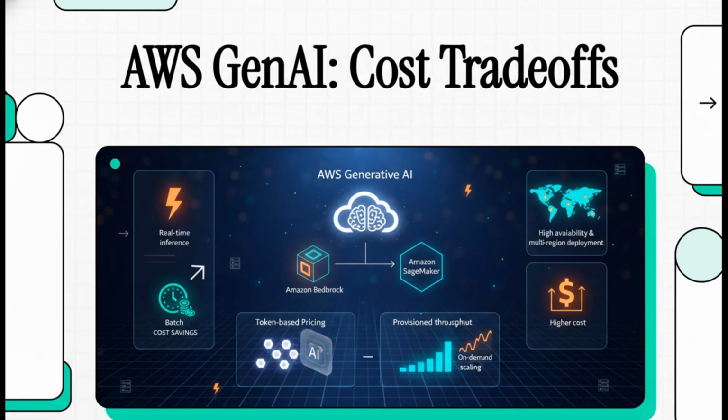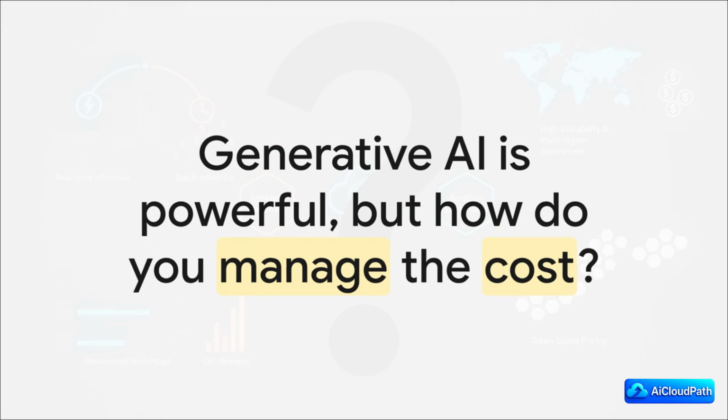Look, we all know AWS Generative AI is incredibly powerful, but all that genius comes with a price tag, right? With any new project, you've got to ask, how do we actually manage the cost? Well, in this explainer, we're going to break down the essential cost trade-offs you really need to get a handle on. And that's really the big question we're tackling here.